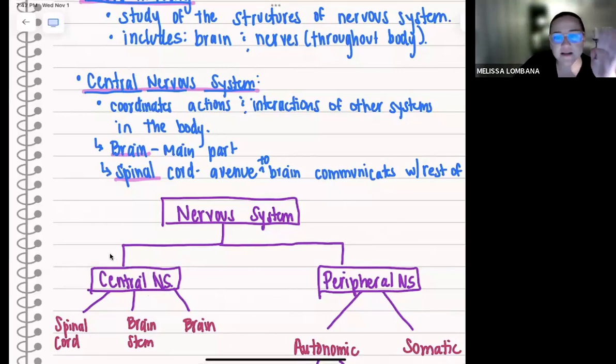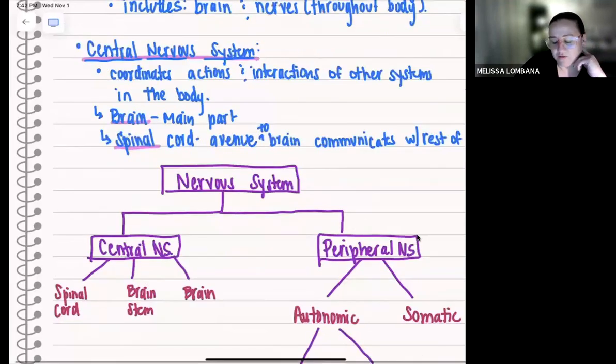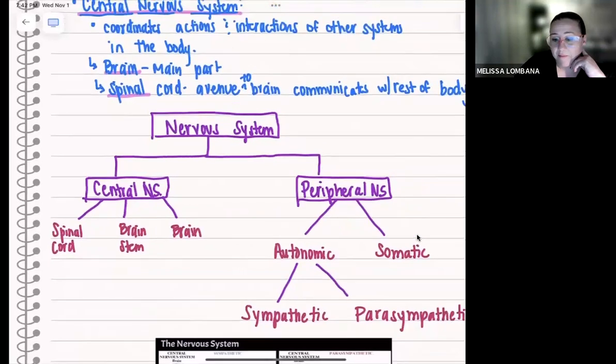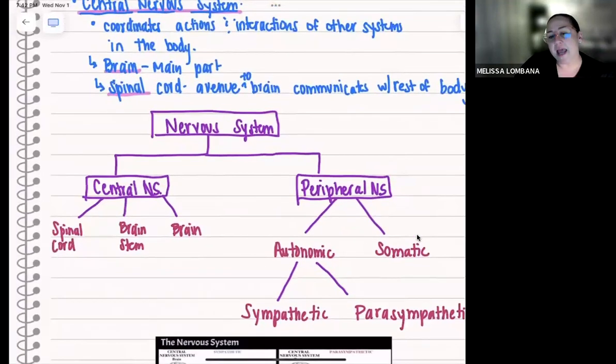So it's divided. Your nervous system is divided, and you are definitely going to need to write this diagram. You're going to see this diagram a bunch of times. As you are writing this, I want you to draw it, but I also want you to write notes either on the side, maybe in a different color pen.